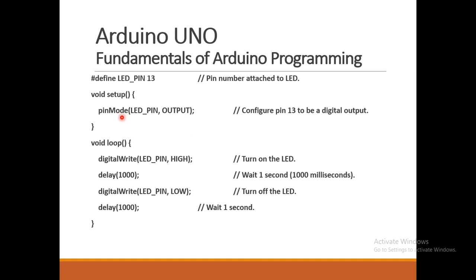Then we go to the loop function, where we write the small program. First I'm going to use digitalWrite on the LED pin. It takes the pin you are going to give the signal to, which is pin number 13 that we initialized in the #define. There are two values, HIGH and LOW. HIGH means on, LOW means off.